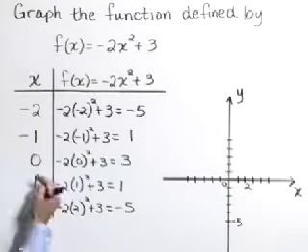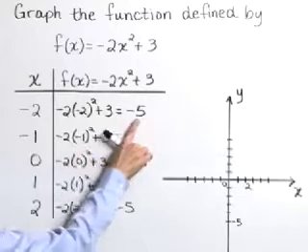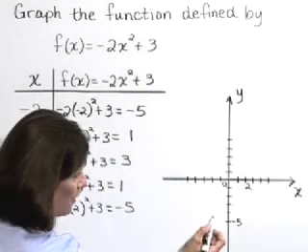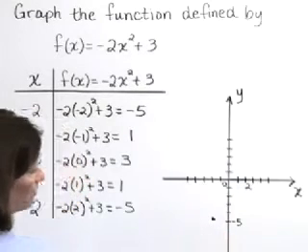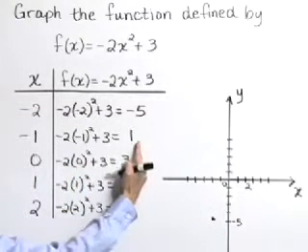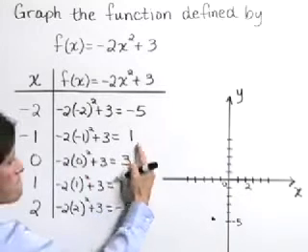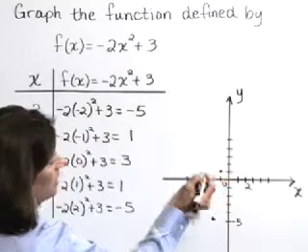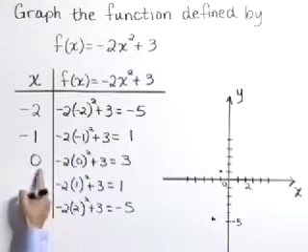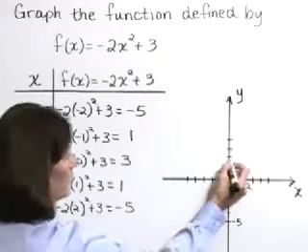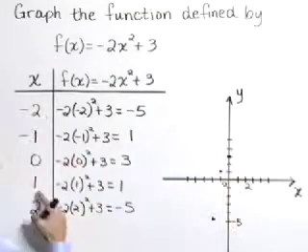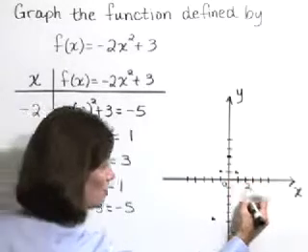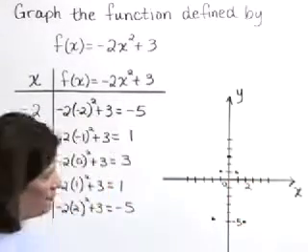Let's plot our points, starting with negative 2, negative 5. Back 2 on the x-axis, down 5 along the y-axis. Next, the point negative 1, 1. Back 1 on the x-axis, up 1 on the y-axis. 0, 3. We've got the point 1, 1, and the point 2, negative 5.